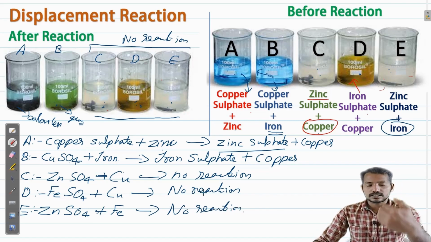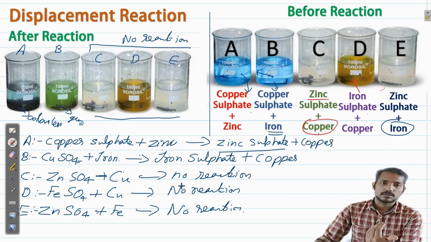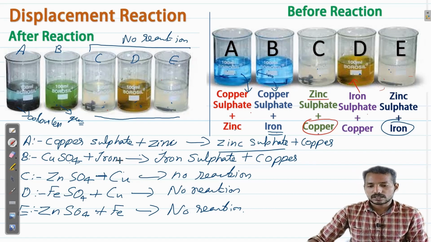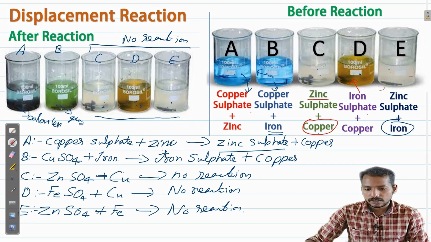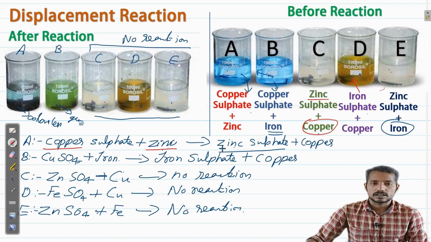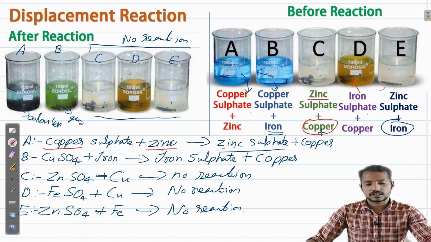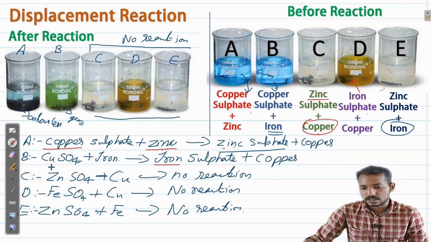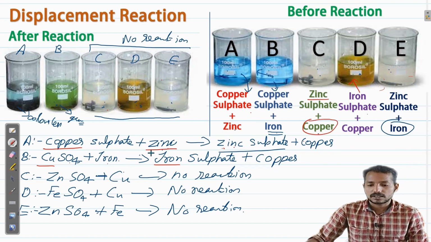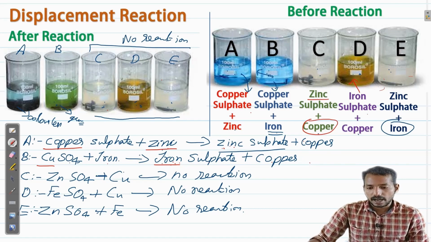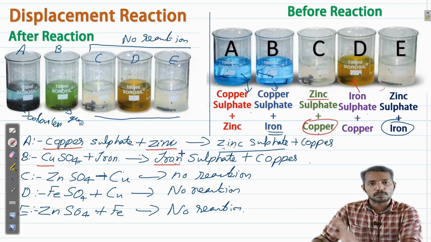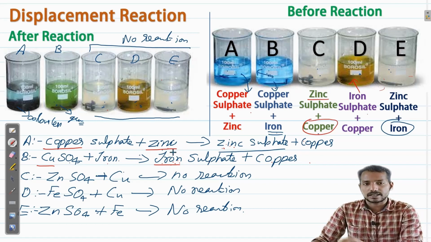Why in some beakers does reaction take place and why in some it does not? It is because here zinc has displaced copper. Zinc displaced copper from copper sulfate, and zinc comes in the place of copper and copper is separated. Similarly, here iron has displaced copper, and iron comes in the place of copper and copper is separated. That means zinc displaced copper, iron displaced copper. That means zinc and iron both are more reactive than copper. So copper is less reactive.